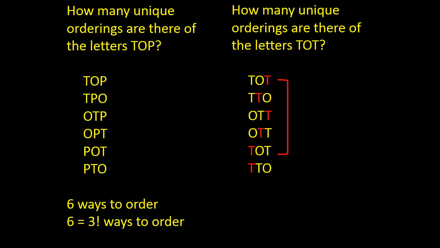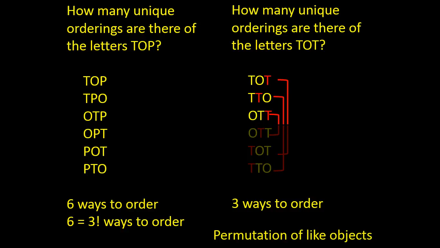The problem is some of these repeat. So we can tell them apart because we've colored the T's different colors, but really those 2 orderings are the same, and these are the same, and these are the same. So we've got some repetition, and the repetition's happening because some of the letters are exactly alike. So instead of having 6 ways to order, everything repeats twice. T-O-T is twice, T-T-O is twice, O-T-T is twice. So we've really only got 3 ways to order.